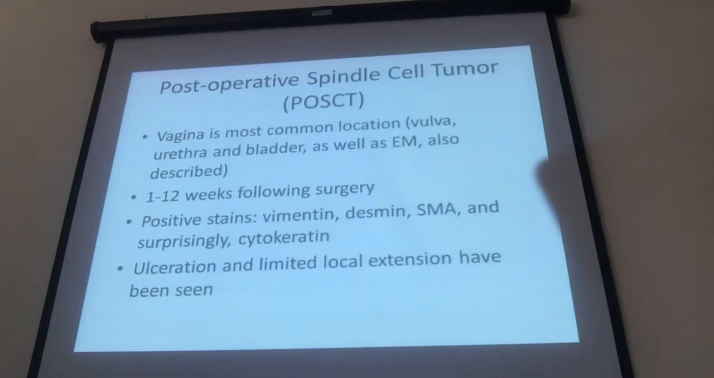Another lesion that is concerning when you see it is the postoperative spindle cell tumor. And the vagina is the most common location for this, although it can also occur in the urethra and the bladder and so forth. The history is very important. Some recent surgery in this area. This will also stain with cytokeratins as well as stromal markers. And these can get fairly large fairly quickly because they grow quite rapidly.